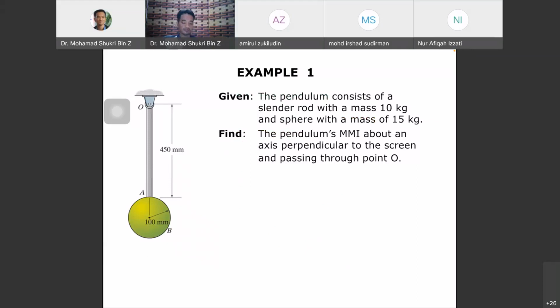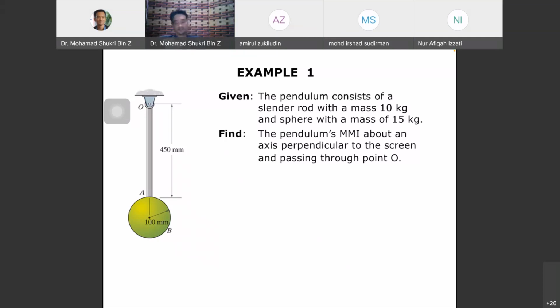Example. Let's say we have a pendulum consisting of a cylinder rod with mass 10 kilogram and a sphere with mass of 15 kilogram. Find the pendulum mass moment of inertia about an axis perpendicular to the screen and passing through point O.